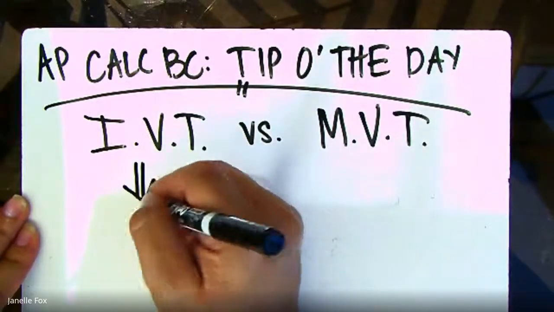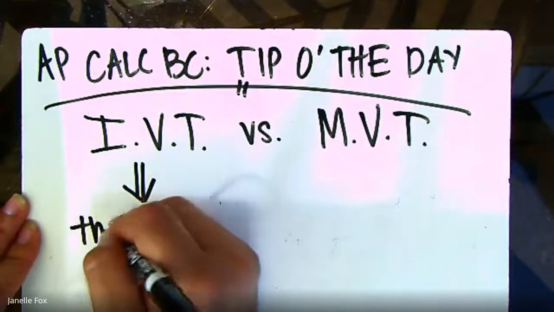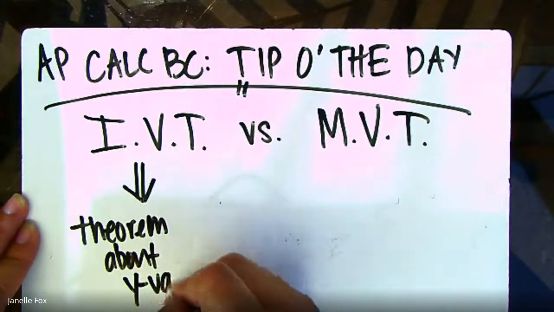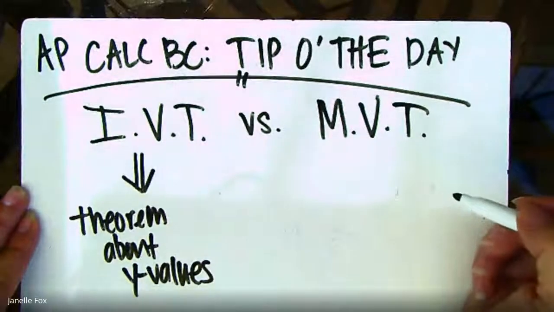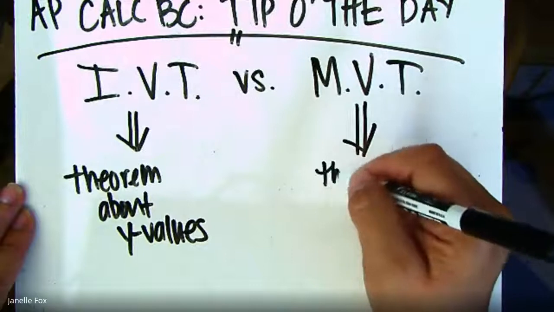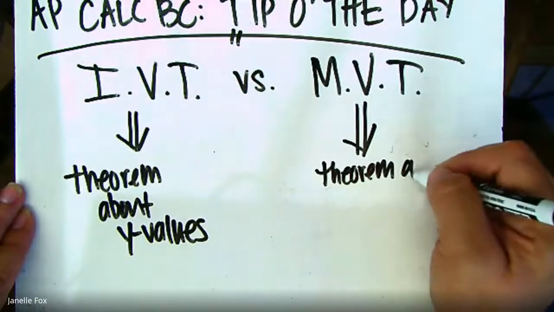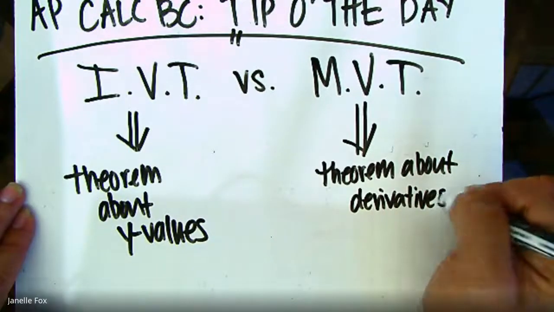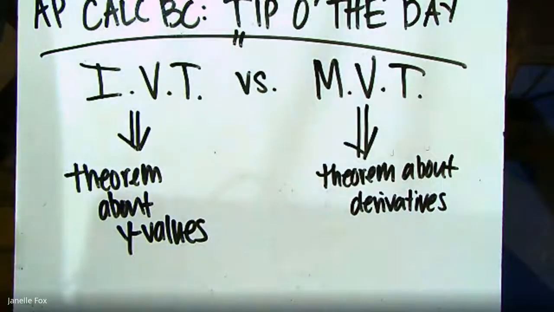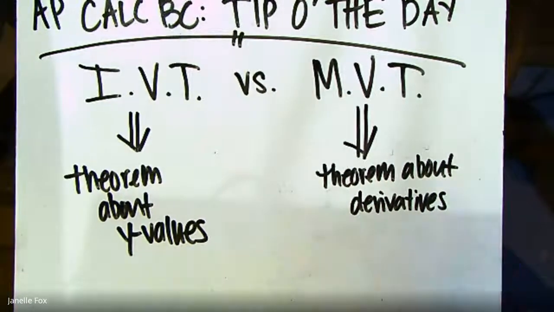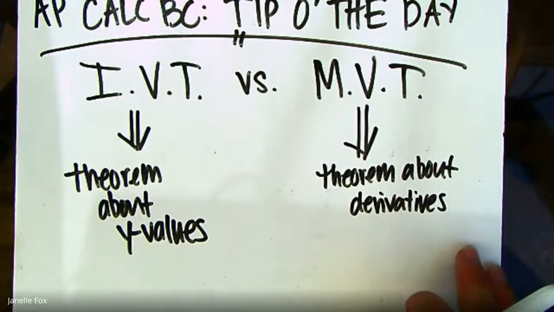Okay, so the intermediate value theorem is basically a theorem about y values for a function. And the mean value theorem is a theorem about derivatives. That can help us figure out which one we should use, so that might be helpful for you. We're going to do an example of each one of these in this short video and go from there.